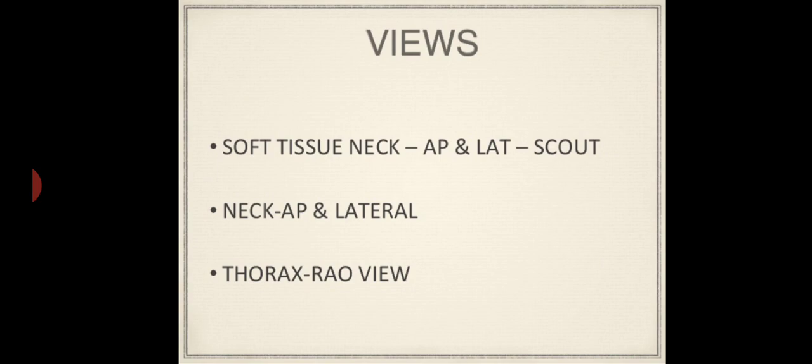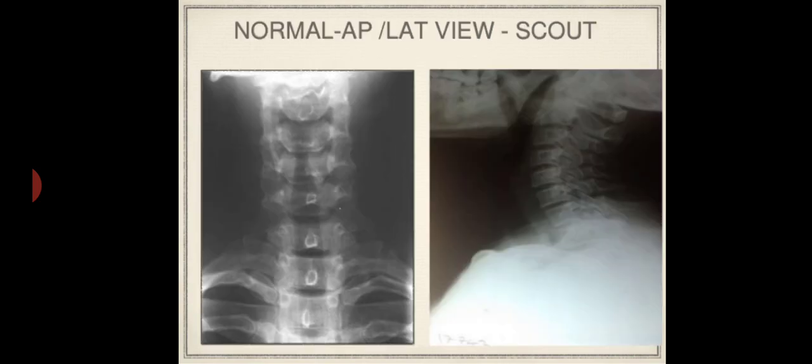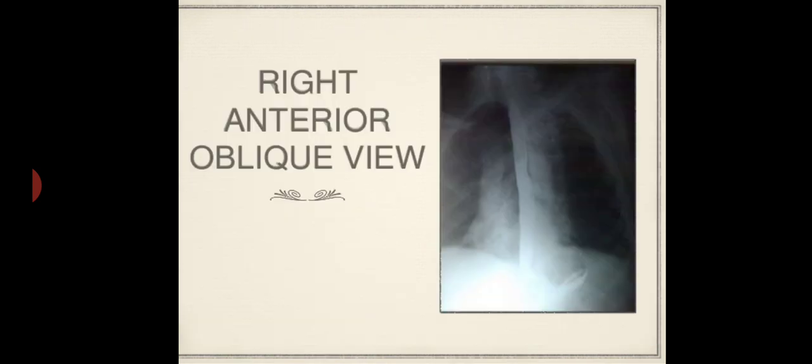Views taken in the barium swallow are: the first one is the soft tissue neck, that is AP and lateral, which are the scout films without contrast. Then neck AP and lateral with contrast, and the thorax, that is the RAO, right anterior oblique view. So this is the normal AP and lateral view of the scout film. This is the normal view and this is the lateral view. Then the right anterior oblique view.